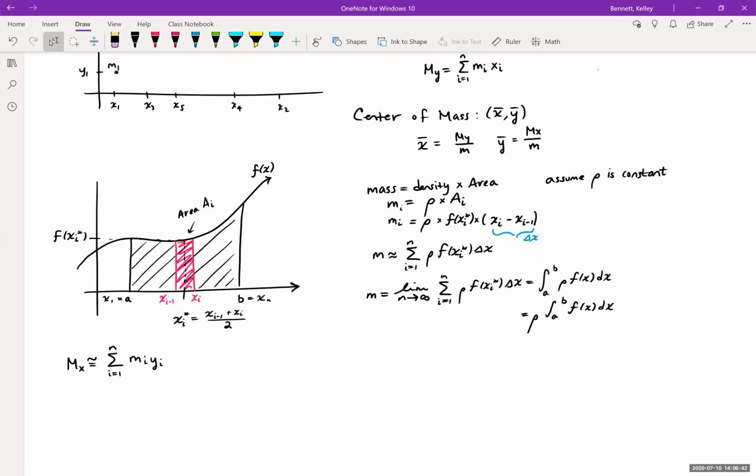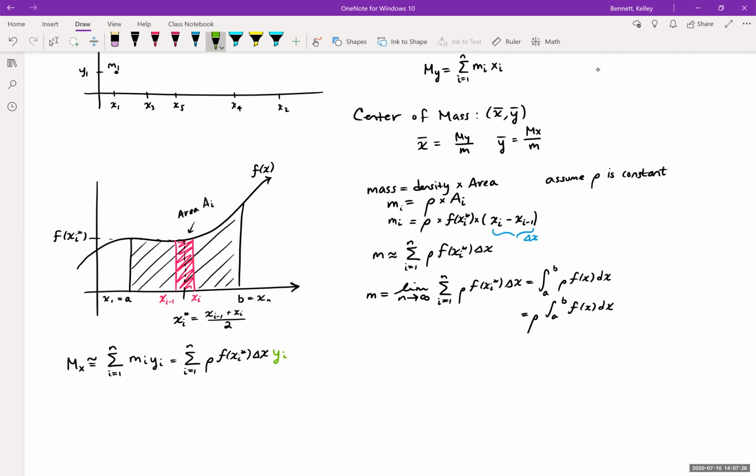But we don't have the mass of this little partition. However, we know the mass in general. We already computed our little mass here. So m sub i is rho times f of xi star times delta x. So stealing that, we get this guy. And then we still have y sub i.